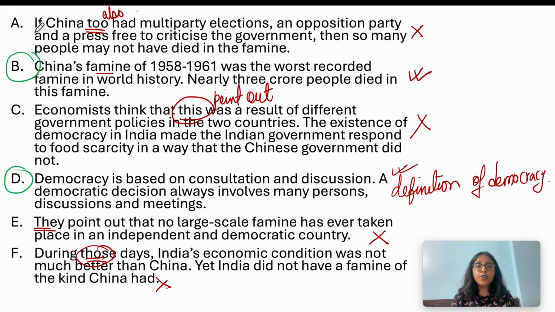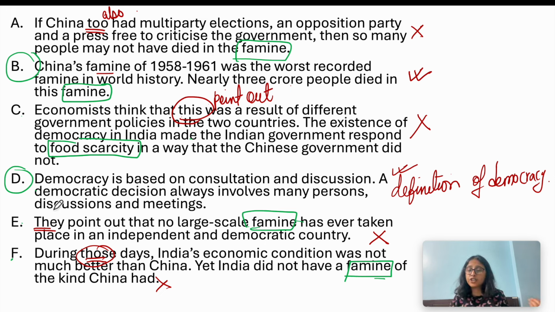Okay. If you look at sentence A, it talks about famine. Sentence B also talks about famine. Sentence E also talks about famine, food scarcity. Sentence F again talks about the same famine. Only sentence D gives you the definition of democracy. But this paragraph does not require the definition of democracy. This paragraph is not about explaining democracy. Democracy explain karne ka paragraph ye nahi hai.